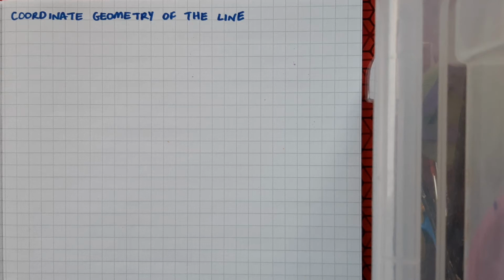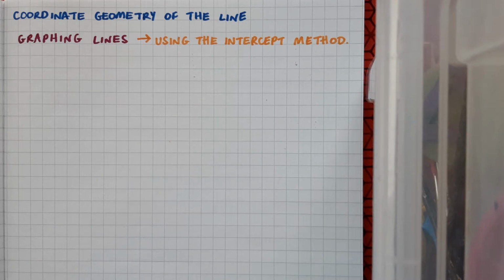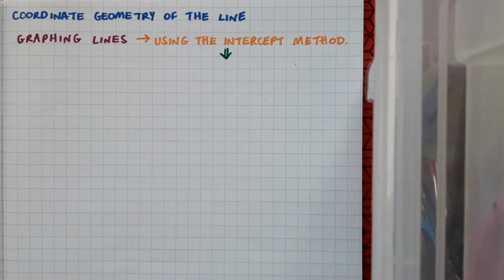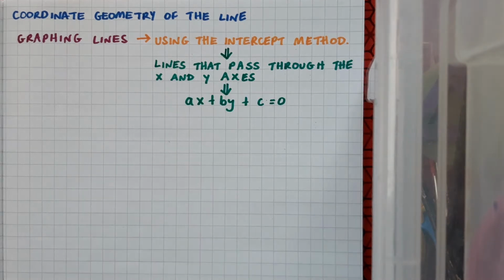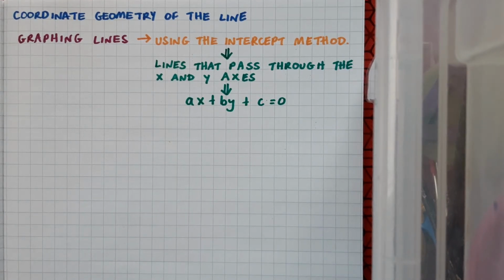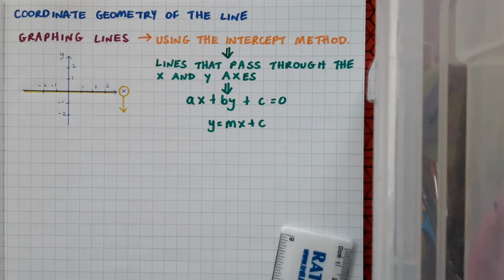In this video on coordinate geometry of the line, we're going to be looking at graphing lines. We'll be using the intercept method, and we use this particular method with lines that pass through the x and y axes. These lines are usually written either in the form ax plus by plus c equals 0 or y equals mx plus c.